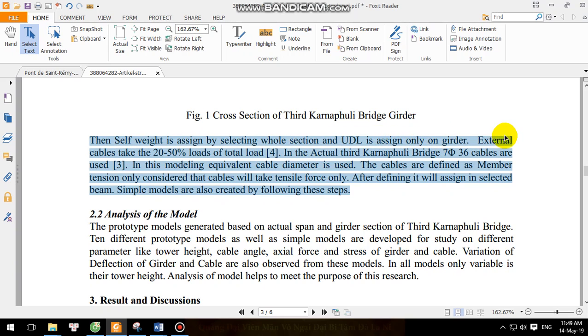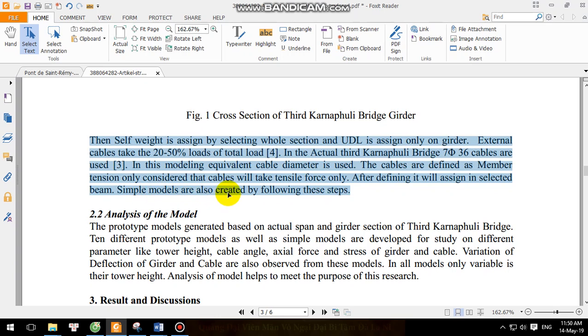External cables take 20-50 percent of the total load. In the actual third Karnaphuli Bridge, 7F36 cables are used. In this modeling, equivalent cable diameter is used. The cables are defined as tension only members, considering that cables will take tensile force only. After defining, it will be assigned to the selected beams.